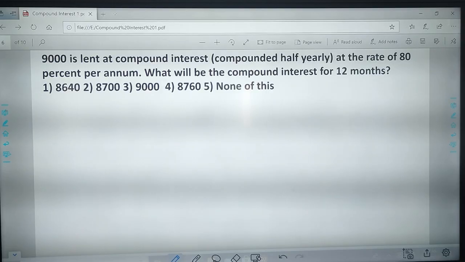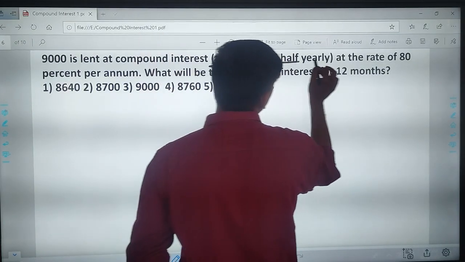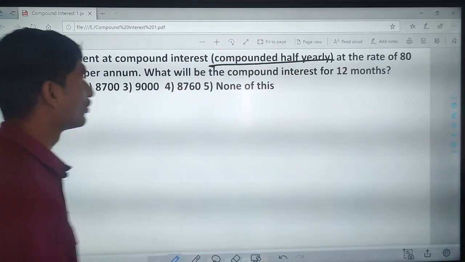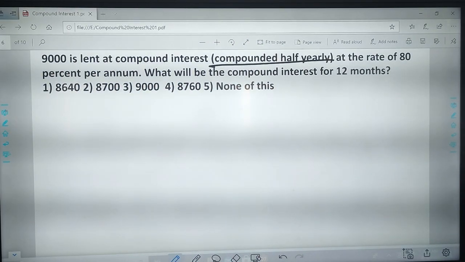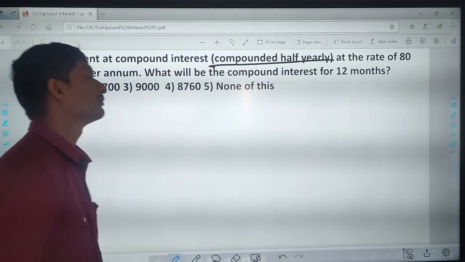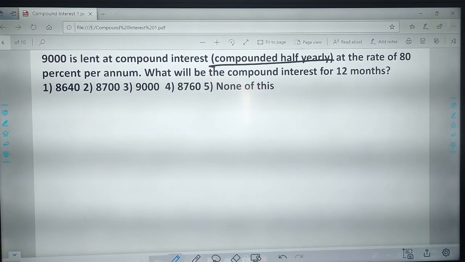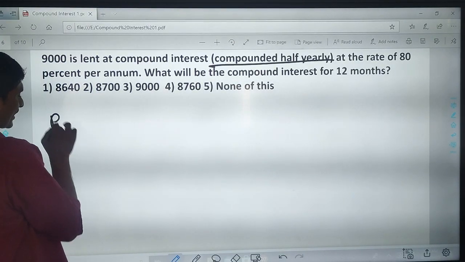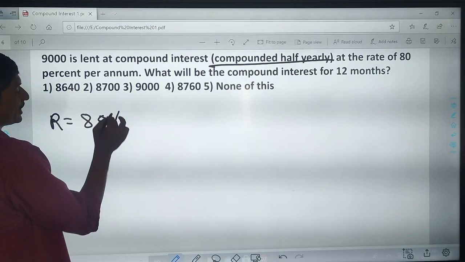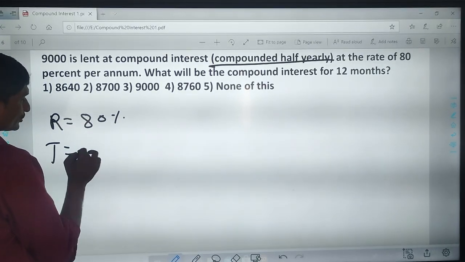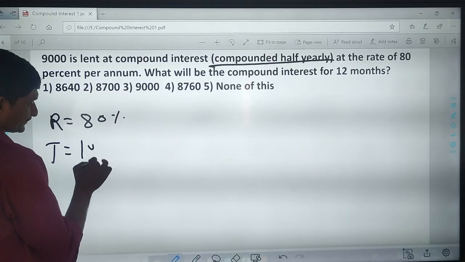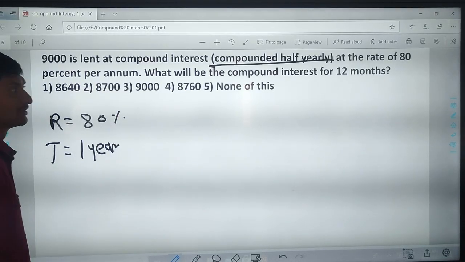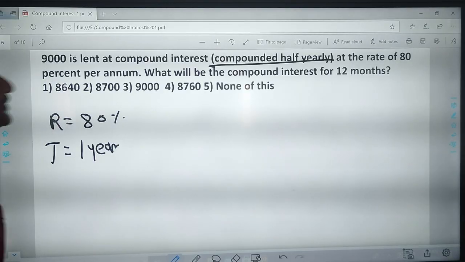9,000 is lent at a compound interest, compounded half yearly, at the rate of 80% per annum. What will be the compound interest for 12 months? Now here your rate of interest is 80%, and your time is 1 year. Now here compounded half yearly.